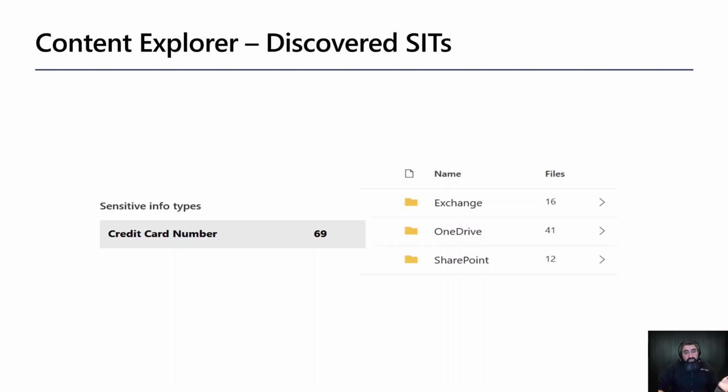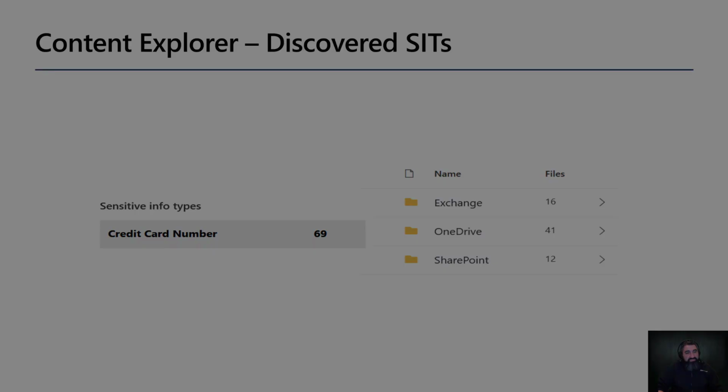Later in the series, we will go into more details about Content Explorer, as well as the AIP scanner, which is the other discovery tool that we mentioned in the previous slide. For now, the purpose of showing you what sensitive information types currently exist in our tenant will be explained in the next few slides.